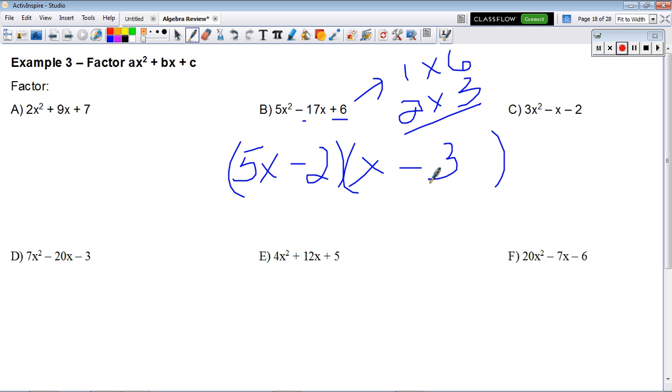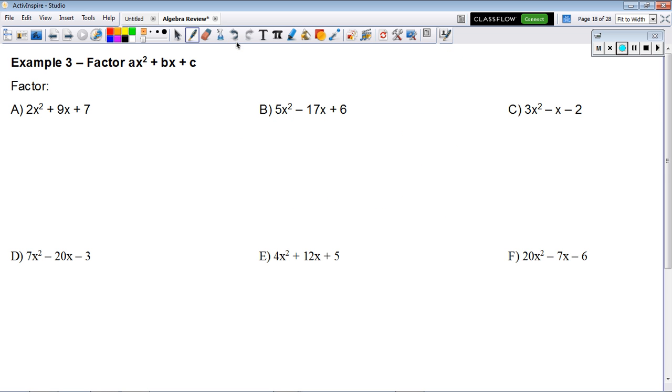So to check it, I have to do, once again, the outside-inside part of the FOIL. So I'm going to do 5x times negative 3, that's negative 15x. And then I have negative 2 times x, which would be negative 2x, and that is going to work because if you put those together, negative 15 and negative 2, that comes out to be negative 17x. So that's the answer for part B.